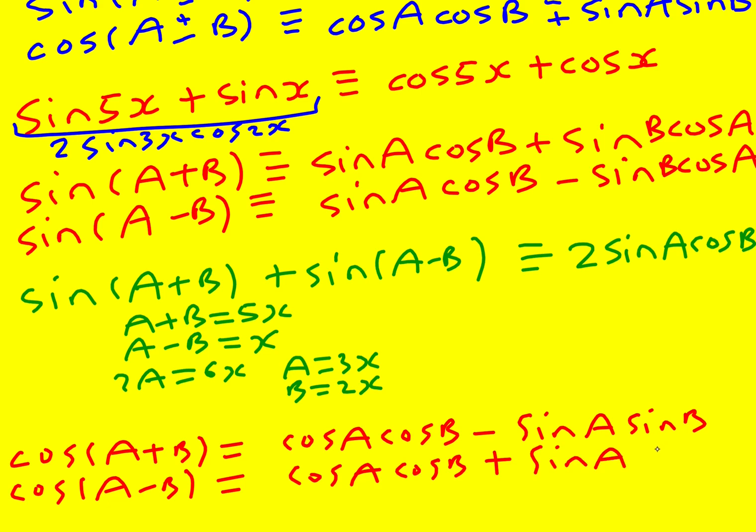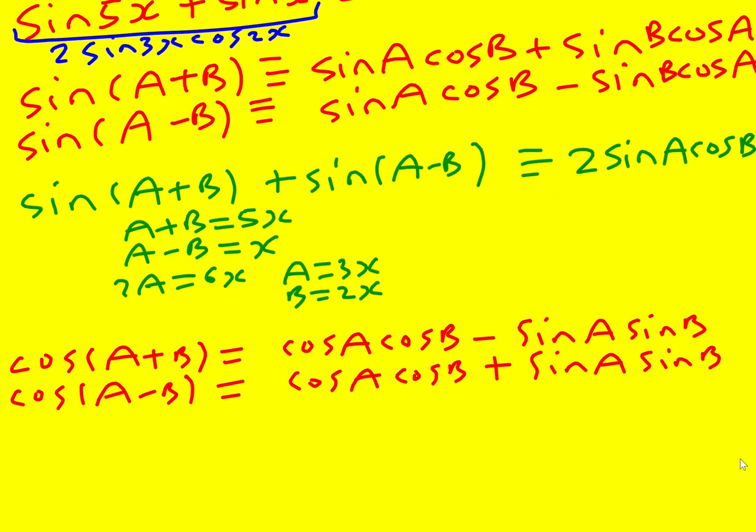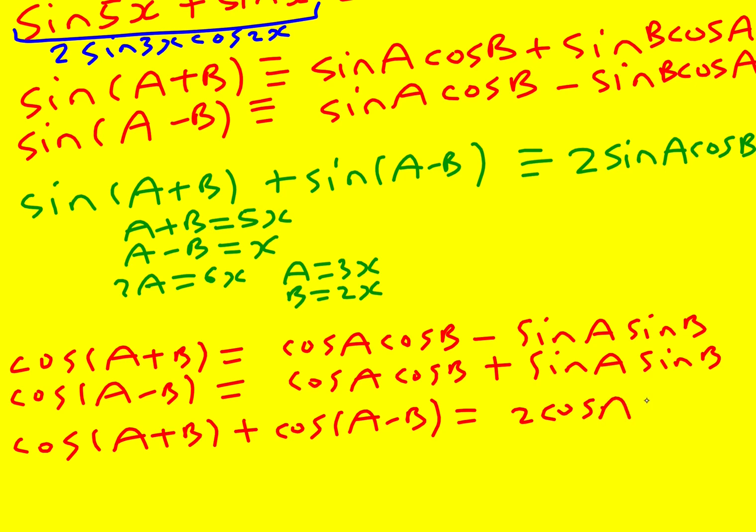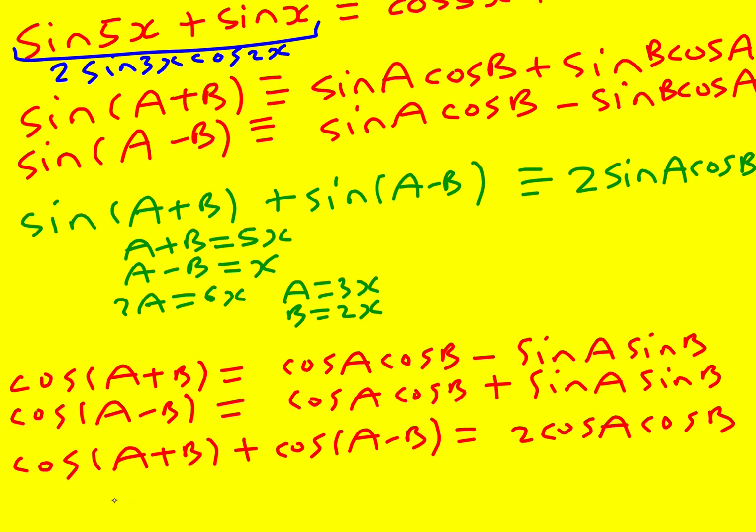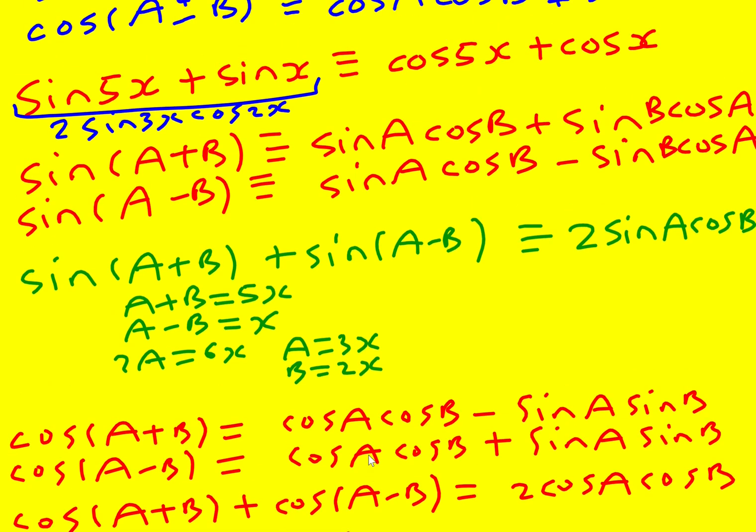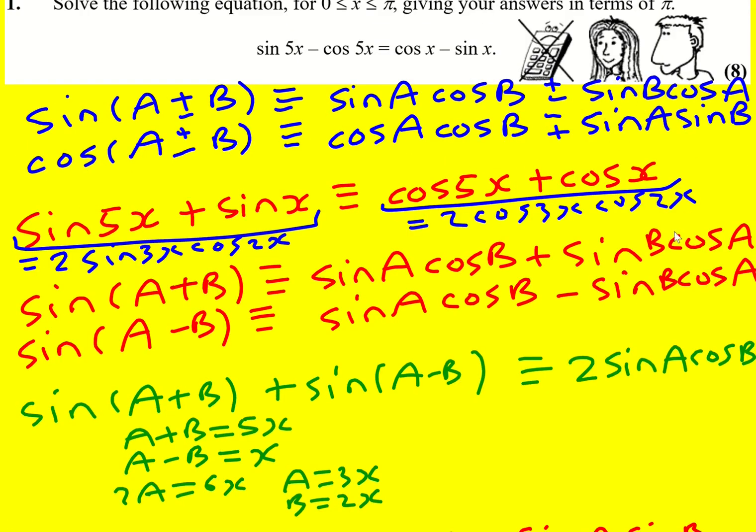So again, I can add them. It's going to be the same situation. So I can have a is equal to 3x and b is equal to 2x. So this thing here is just equal to 2 cos 3x cos 2x. And now we're talking, aren't we? Something that looked horrendous suddenly becomes a lot easier.